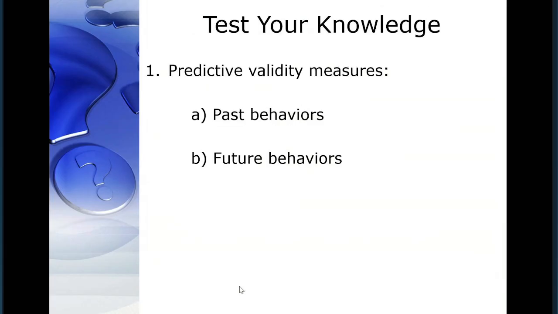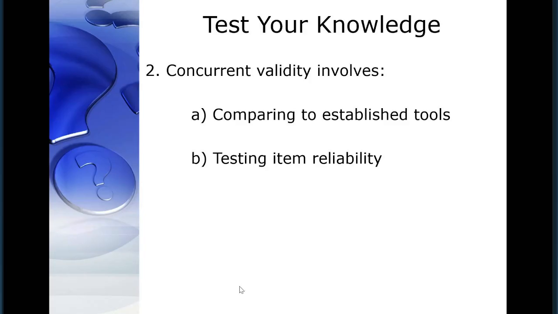Predictive validity measures either past behaviors or future behaviors. It is future behaviors. Concurrent validity involves either comparing to established tools or testing item reliability. It is comparing to established tools.